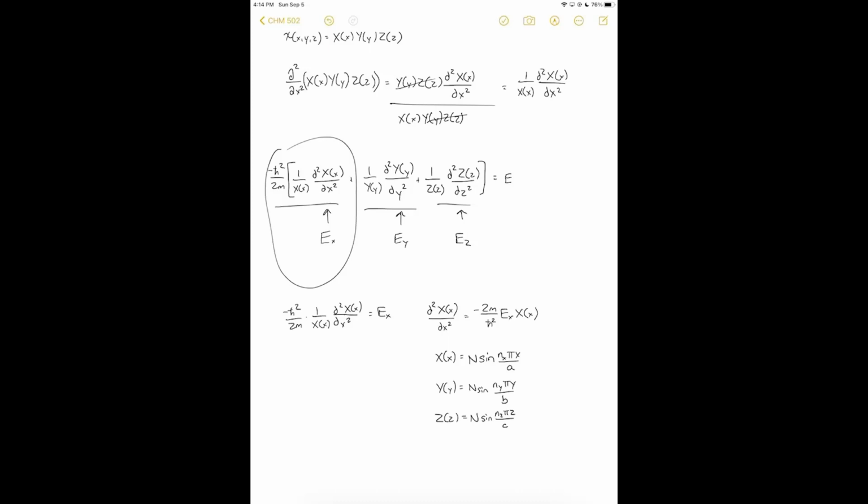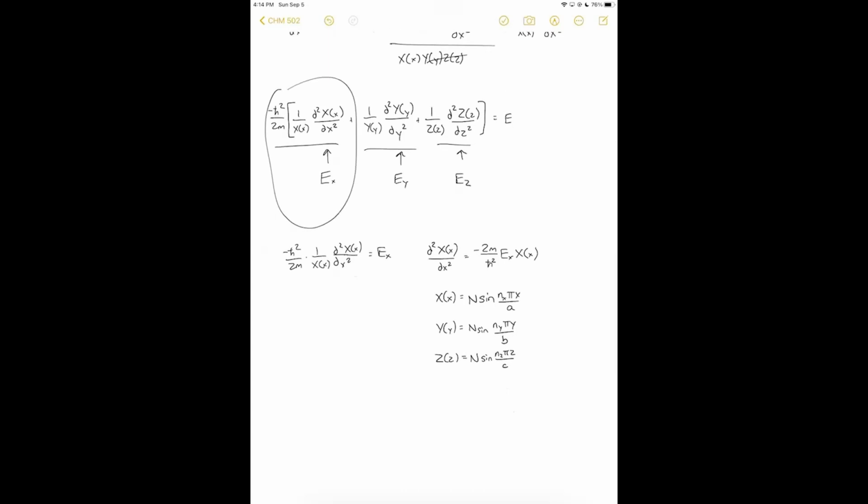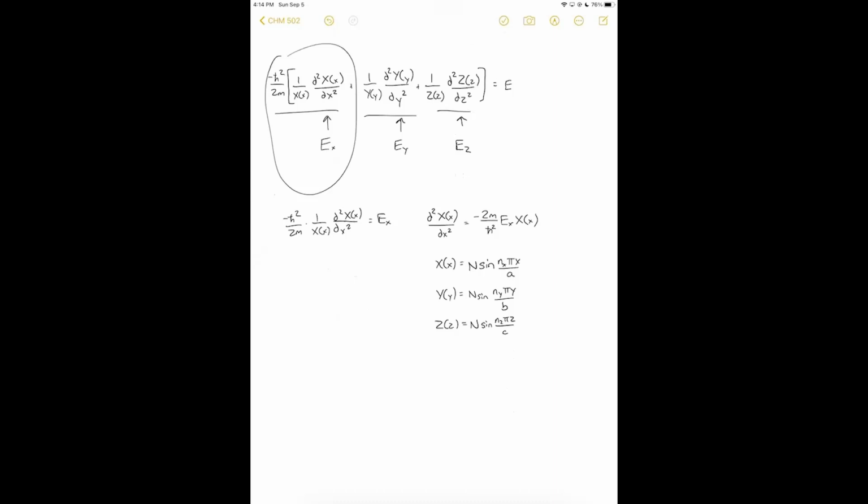Well, again, remember that the wave function is just a product of these three functions, and the energy is a sum of the energy values of these three functions. So the solution to these is the exact same solution as before. So the energy value here, E_x, is simply h squared n_x squared over 8ma squared. And then E_y is, of course, h squared n_y squared over 8mb squared, and E_z is h squared n_z squared over 8mc squared, again, because these are just the exact same problems that we had before.